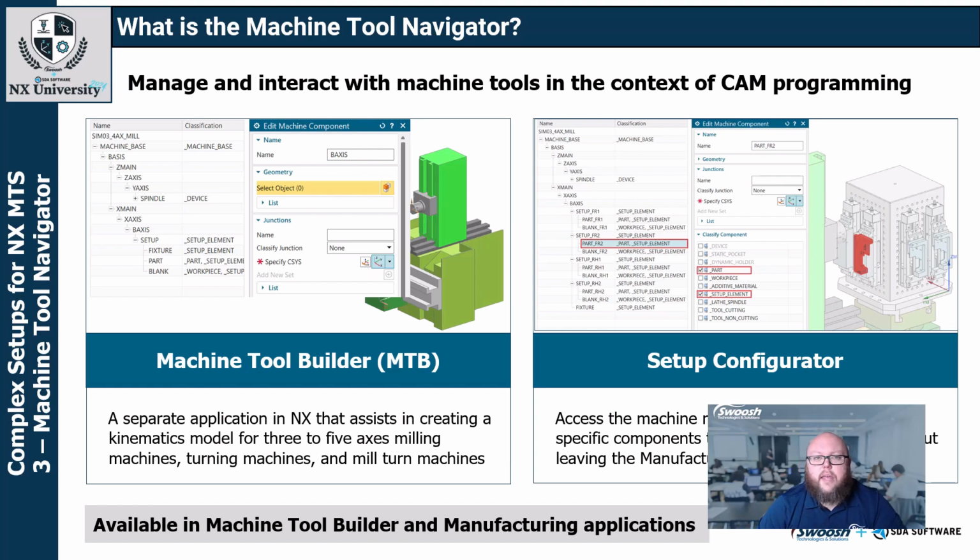The interesting thing is that all the data that we're specifying in our geometry view inside of NX CAD needs to get replicated inside of our setup configurator. And setup configurator is part of the machine tool navigator. This is at the machine tool level, really coming from Machine Tool Builder, where we define all the kinematics of the machine. So how do the axes move? What axes are built on top of other axes to have that parent-child relationship?